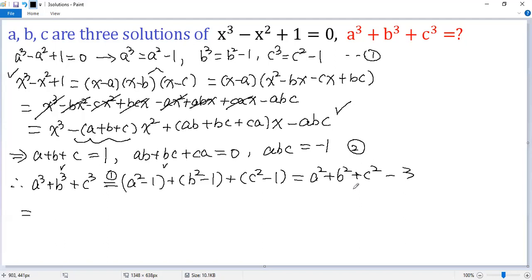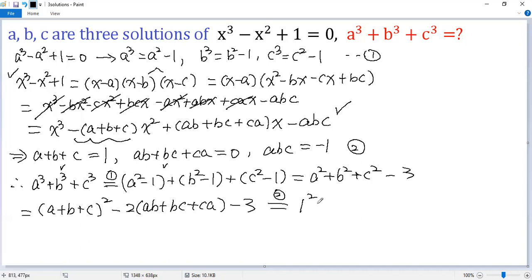So we write the first term as (a plus b plus c) squared. You see, we actually add 3 more terms: 2ab, 2bc, 2ca. So we need to subtract these terms. So we get (a plus b plus c) squared minus 2(ab plus bc plus ca) and then minus 3. Now, according to condition 2, the first term is 1 squared. The second term is 2 times 0, so here is 0, and then minus 3. So the final answer will be 1 minus 3, negative 2.